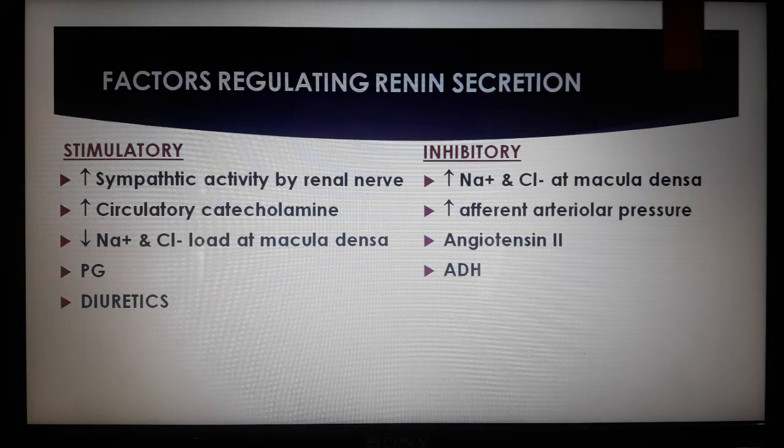Increased circulatory catecholamines, decreased sodium and chloride load at the macula densa. When diluted urine is produced, the sodium chloride in the urine is decreased, and this has a stimulatory effect on renin secretion, which causes angiotensin 2 formation, and which causes increased water absorption.